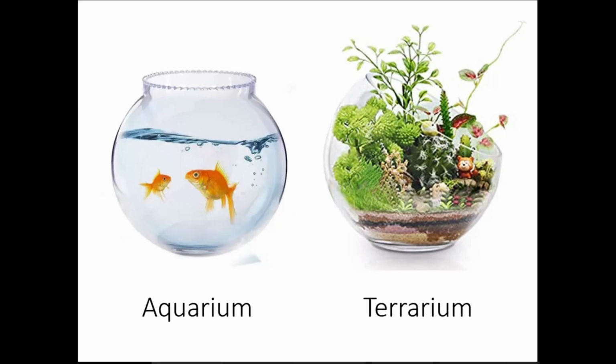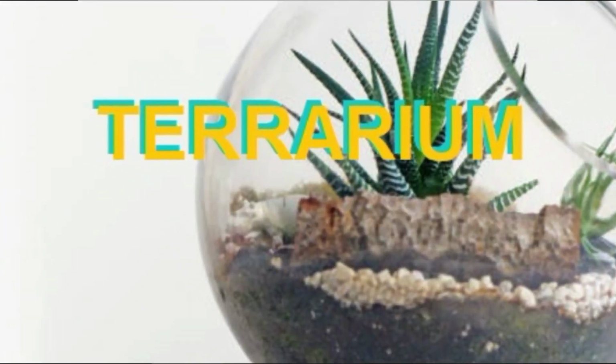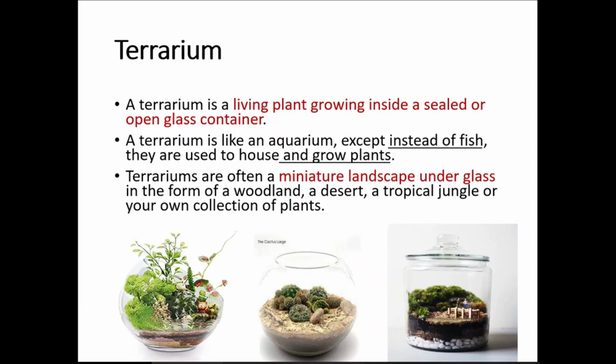So today we're going to talk about terrarium. Again, from an examination point of view also, it's very important. So first of all, what is a terrarium? A terrarium is a living plant growing inside a sealed or open glass container. So you are growing plants inside a glass container, it's called a terrarium. It is more or less like an aquarium. Instead of fish, we are growing plants.